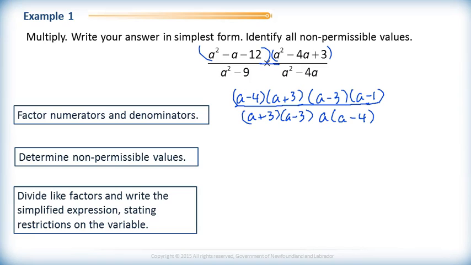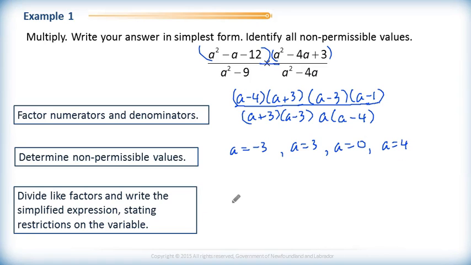Now before we simplify that, our non-permissible values are the roots of the denominator. We should be able to read those pretty quickly now at this stage of the chapter. A equals negative 3, so that's one of them. A equals 3 is the next one from the second factor. A equals 0 and a equals 4 are the non-permissible values.